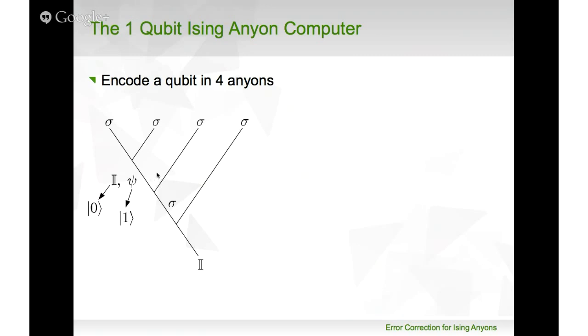However, regardless of their fusion product, a product of a psi or a vacuum with a sigma particle always yields a sigma particle. Okay, and then because of the global constraint, these two sigma particles are not free to also fuse to a psi. I've forced them to fuse to vacuum. Okay, so the point of this is that I can associate a non-local Hilbert space, right? By non-local, I just mean that it's shared jointly among these four anions.